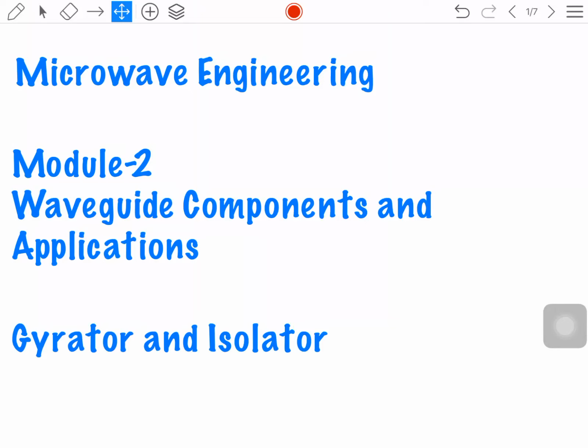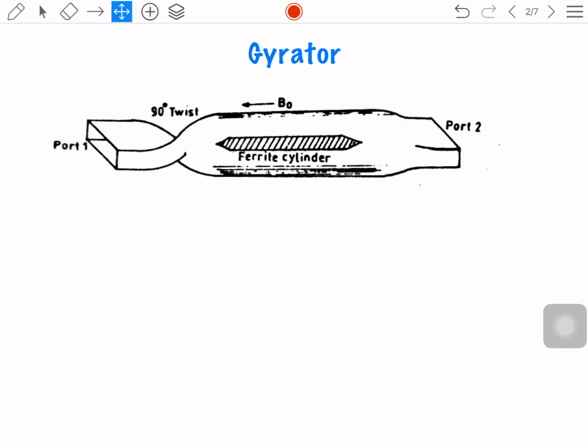For example, ferrite materials under magnetic field show variable permeability in different directions, and thus microwave propagation through ferrite media have different transmission coefficients in two opposite directions. Today let us start with the two devices called gyrator and isolator. Let's see first with the gyrator.